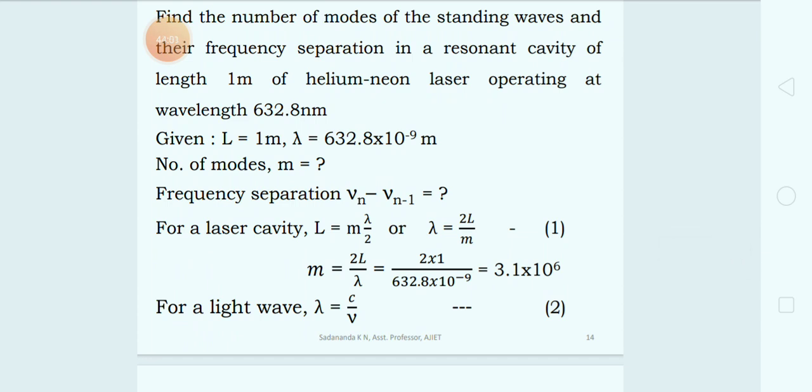The first problem: find the number of modes of standing waves and their frequency separation in the resonant cavity of length 1 meter of a helium neon laser operating at wavelength 632.8 nanometer. Given L equal to 1 meter, that means the length of the laser cavity is 1 meter, and wavelength is 632.8 × 10^-9 meters. Number of modes m is equal to how much, and also frequency separation ν(n) − ν(n−1) is how much.